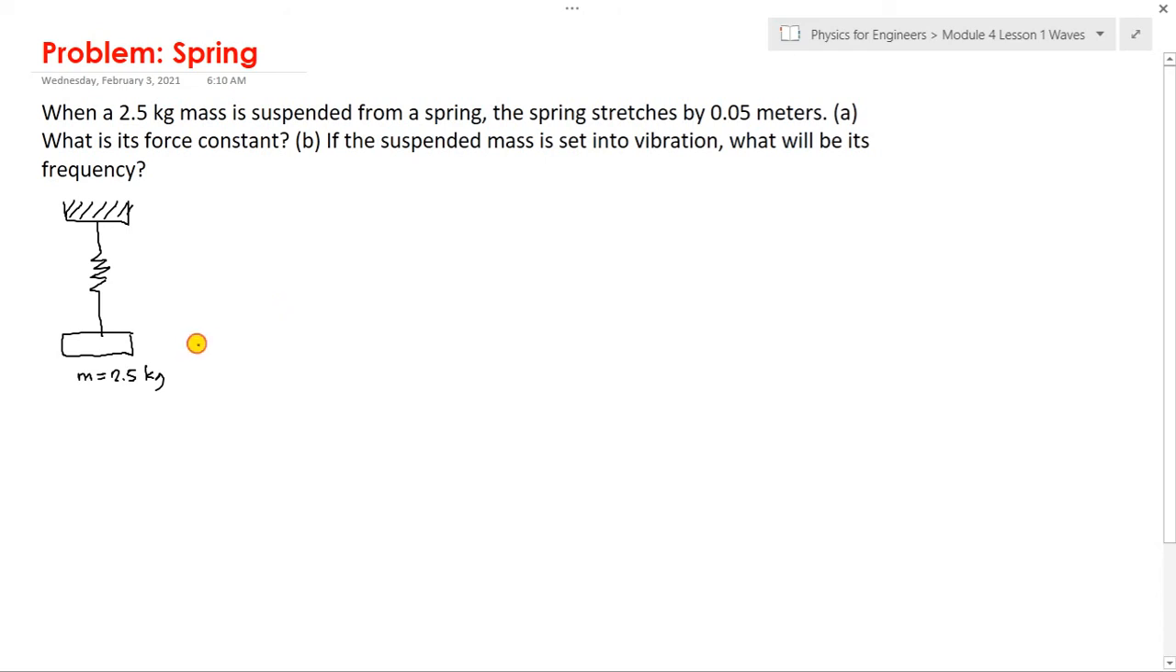Due to its weight, it stretches, meaning it is in an equilibrium condition supposedly. Of course, there is a stretch because of the Earth's gravity. So it stretches by 0.05 meters. Very small only. Meters. Okay, A is what we need to find here.